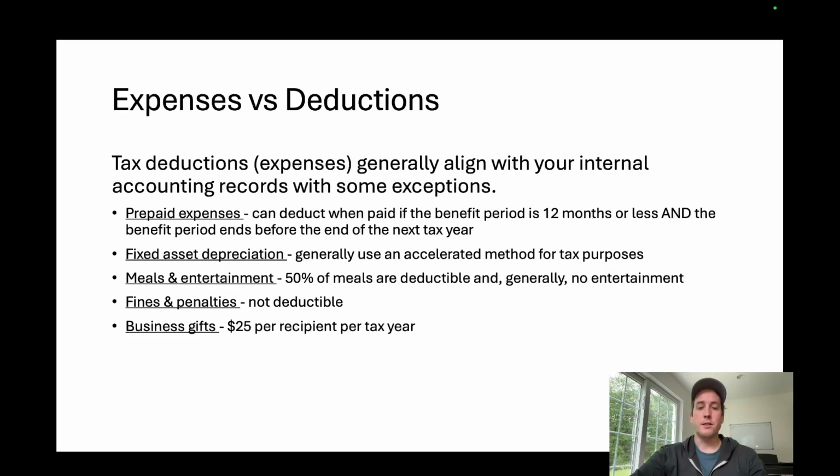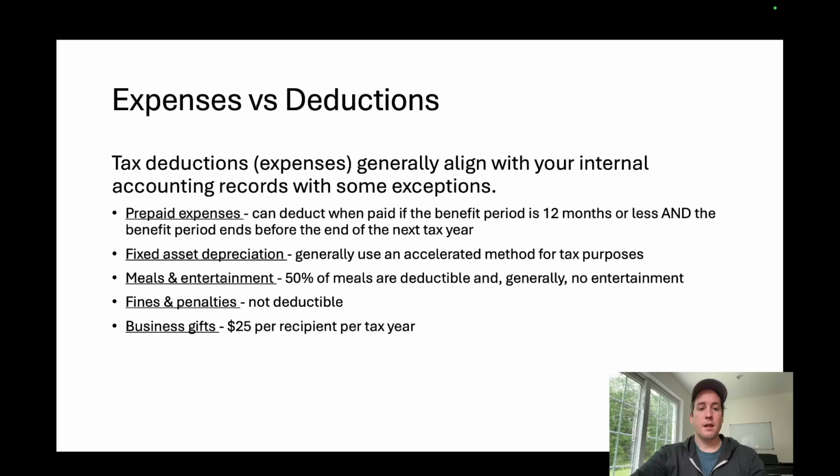You can accelerate that depreciation, and in some cases, take as much as 50% of the asset's value as expense or a deduction in the year that you buy it. So that's immediate money back to you in the form of a reduced tax bill. I'm not going to go into the different types of depreciation methods today, but there are different types.